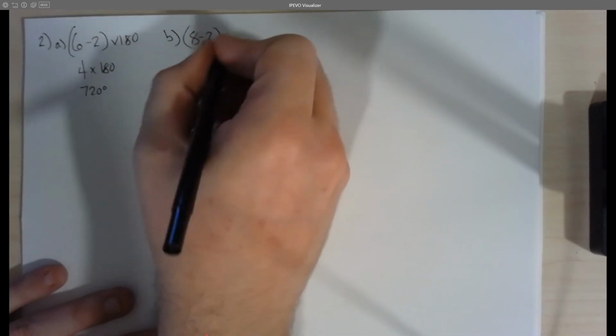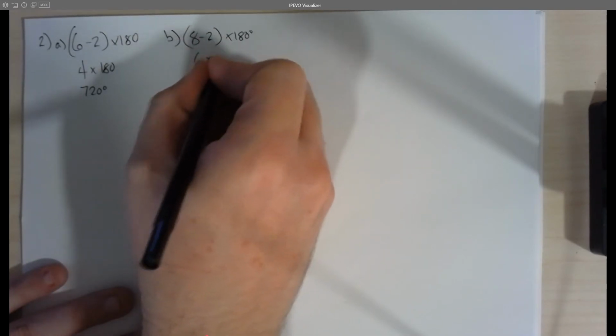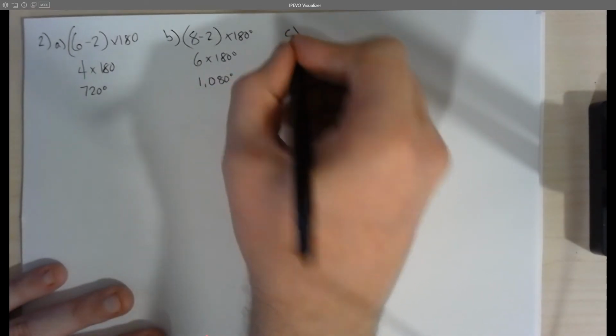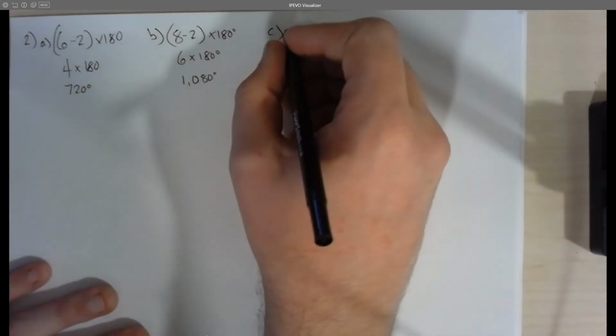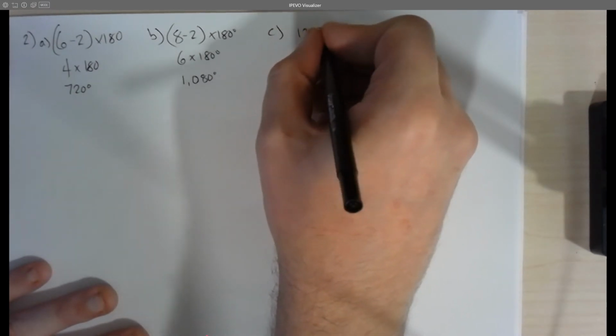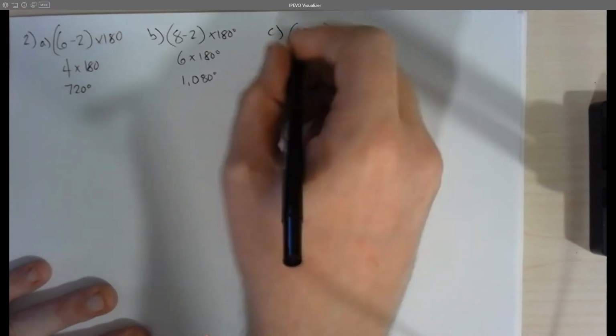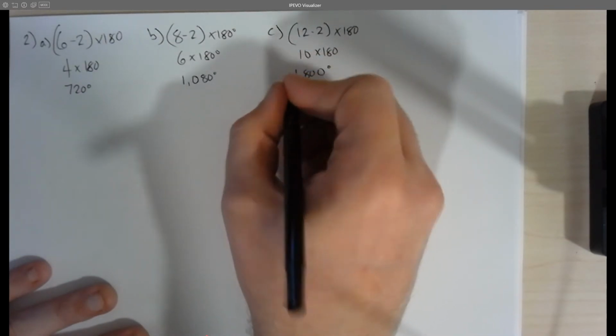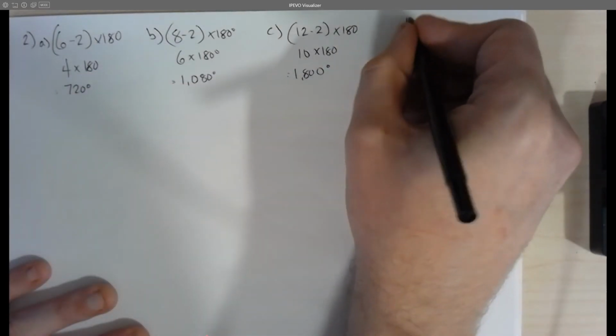For B, we have an octagon or an 8-sided shape. 8 minus 2 times 180 is going to be 6 times 180 degrees, and that's going to give us 1,080 degrees for our total sum of interior angles for B. For C, let's step through that. We have a dodecagon, which is a 12-gon or a 12-sided shape. So 12 minus 2 times 180 equals 10 times 180, or 1,800 degrees for our sum of the interior angles.